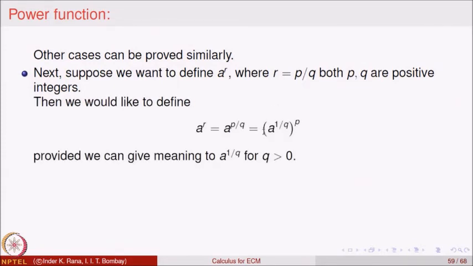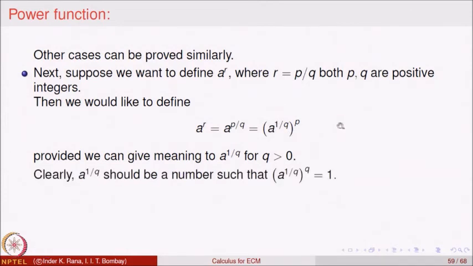One can define a raised to power r, this is what we want to define, as follows. What we do is a raised to power 1 over q, q is a positive integer. So, 1 over q needs to be defined, and then to the power p. So, this can be defined if we can give a meaning to a raised to power 1 over q, where q is a positive integer.